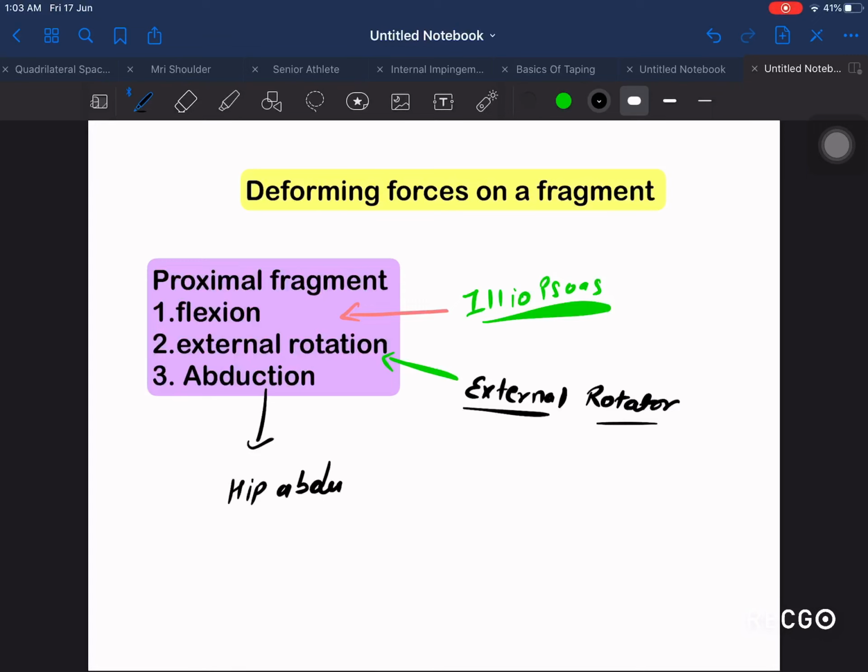The hip abductors are basically gluteus medius and minimus.